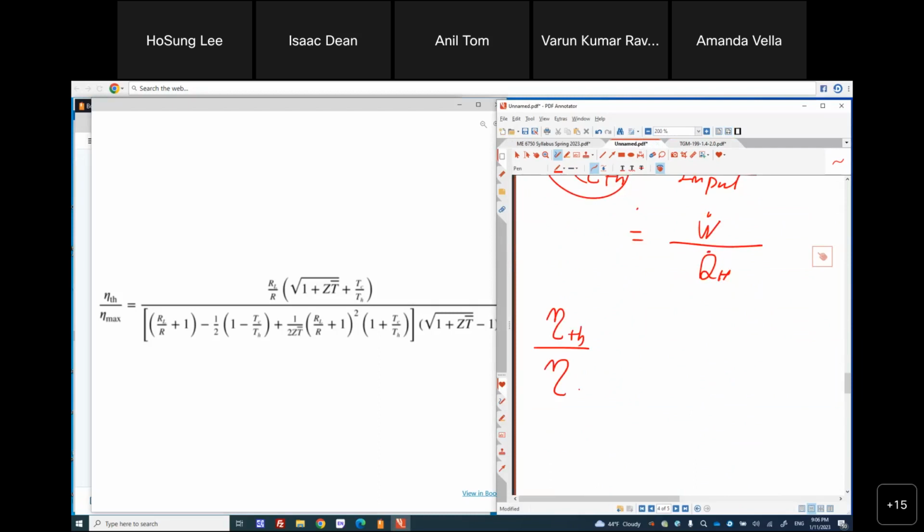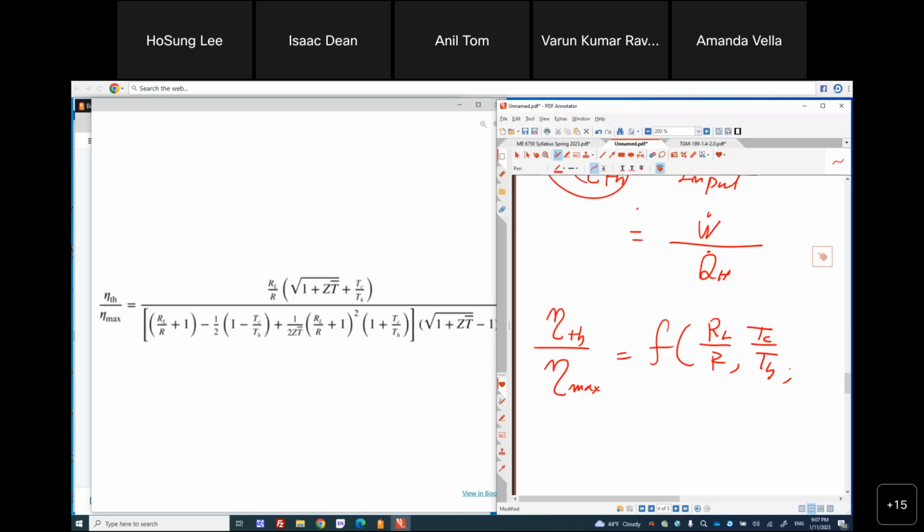Efficiency maximum is a function. First, the variable is RL over R. Why the second variable? Anyone? I don't know, this is general, so it could be anything. Tc over Th? Yes, Tc over Th. We don't know Tc, Th. It can be anything, a variable. I can put any number.